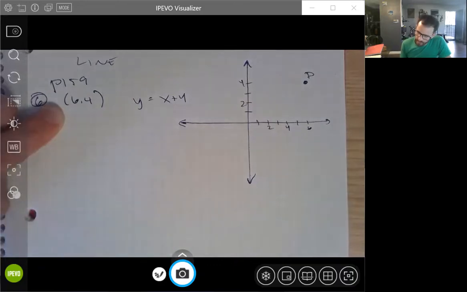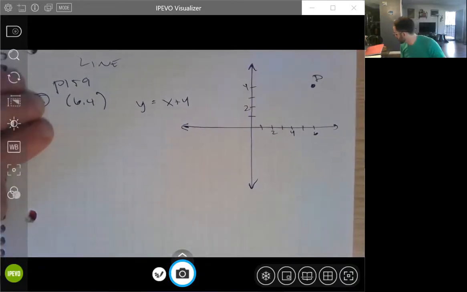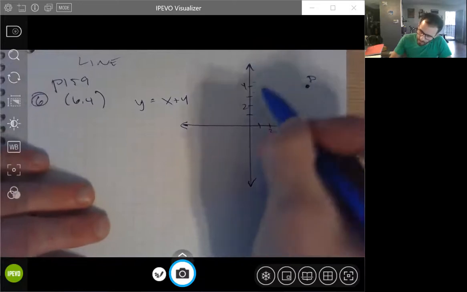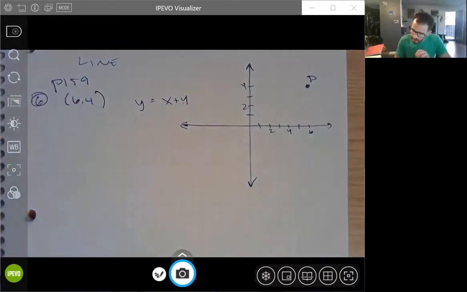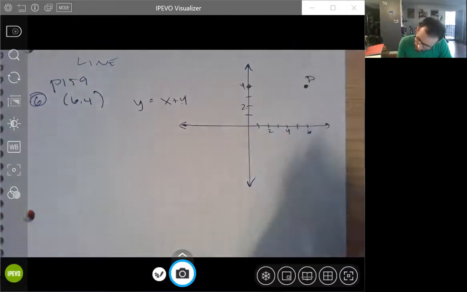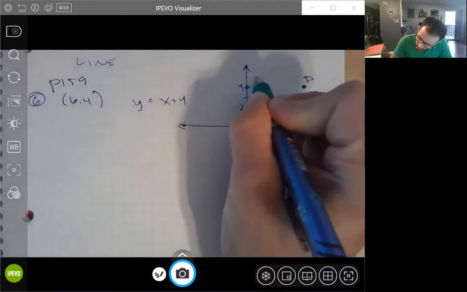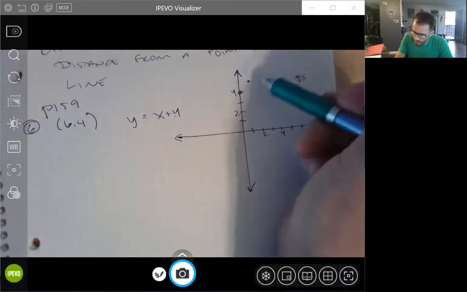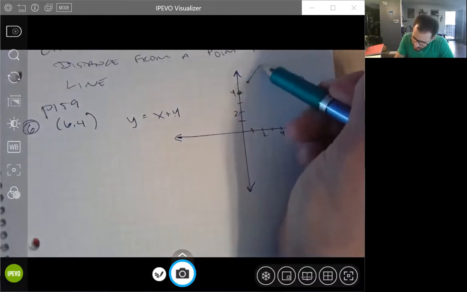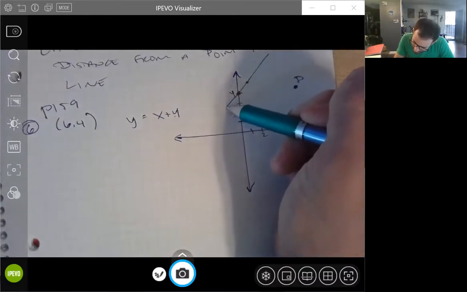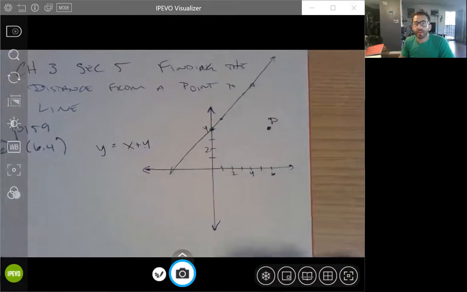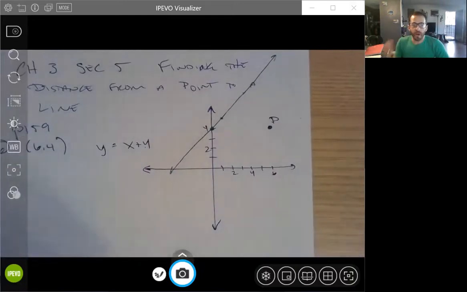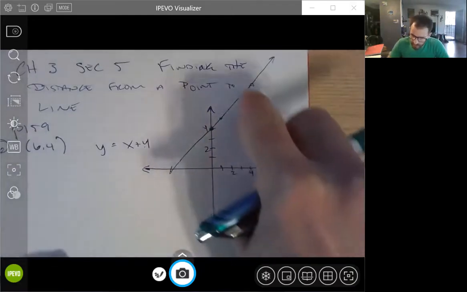We have a line at y equals x plus 4. So it has a y-intercept of 4 and a slope of up 1 over 1. All right, and as accurately as possible, I'm going to draw the line. Okay, now here's the idea. We're finding the distance from this point to this line.